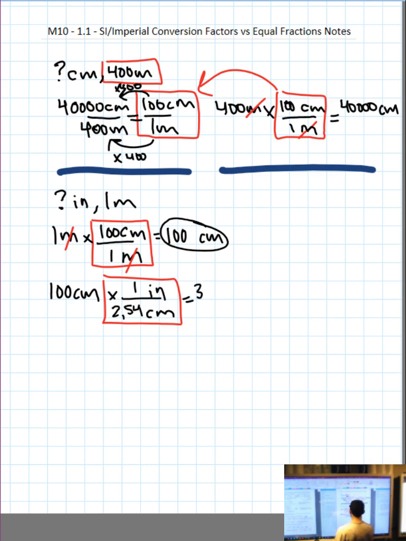And we get 39.37. Now, we had centimeters on the top and centimeters on the bottom, so we can cross them off. And we're left with inches, so our answer is in inches. Circle our answer. Now, as you can see in the notes, I only circled the final answer.